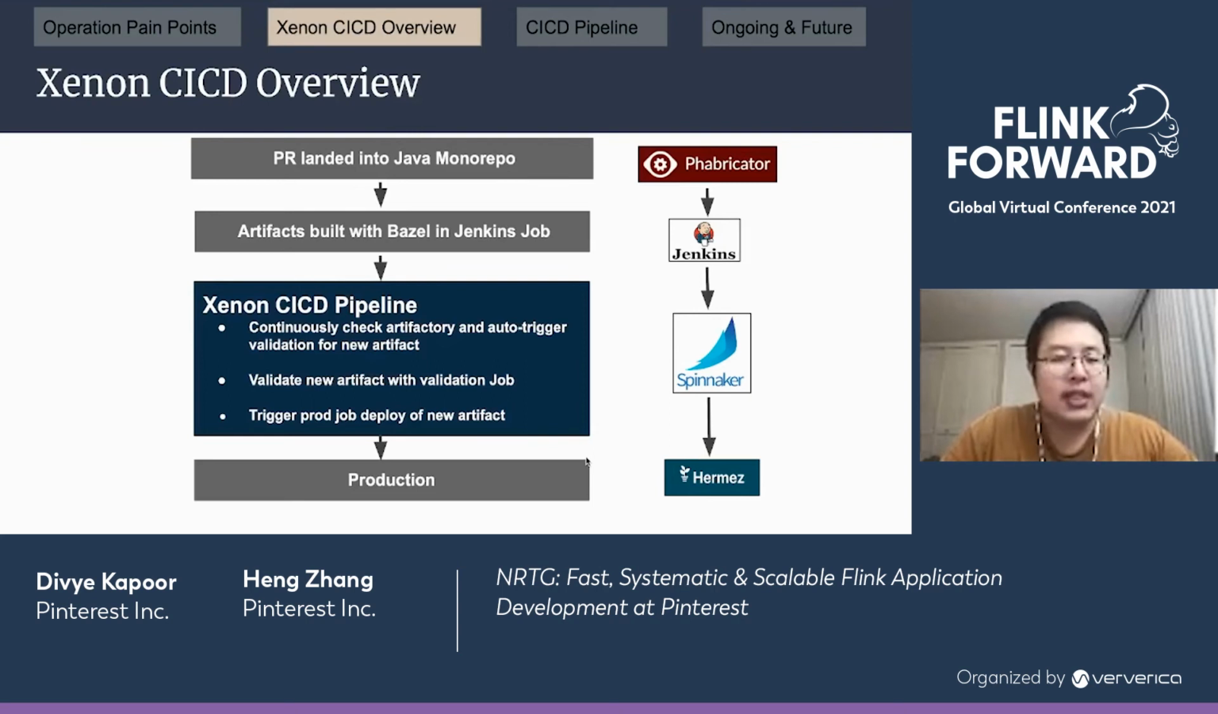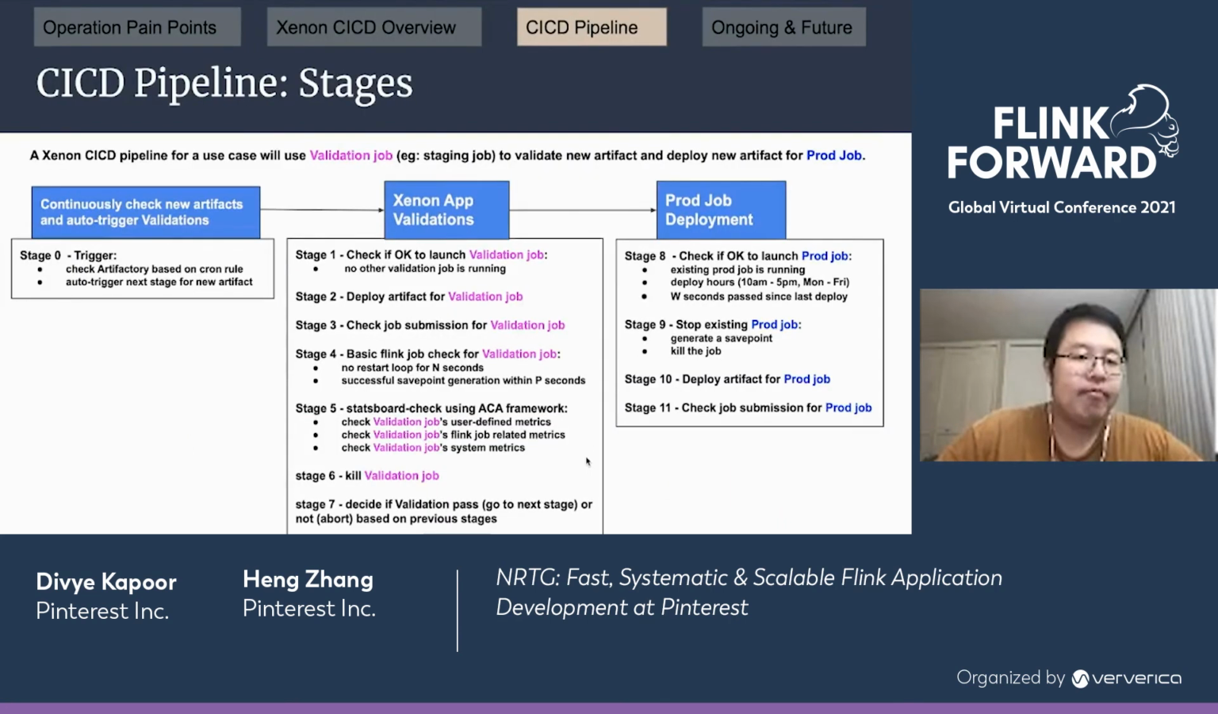As you can see, the CI/CD pipelines are executed by Spinnaker, which was open sourced by Netflix. Internally, we use Spinnaker to build CI/CD pipelines for online services. We also use the same infrastructure to build CI/CD for our streaming applications. Hermes is an internal service to do job deployment. It offers a UI and also opens the API to do job deployment.